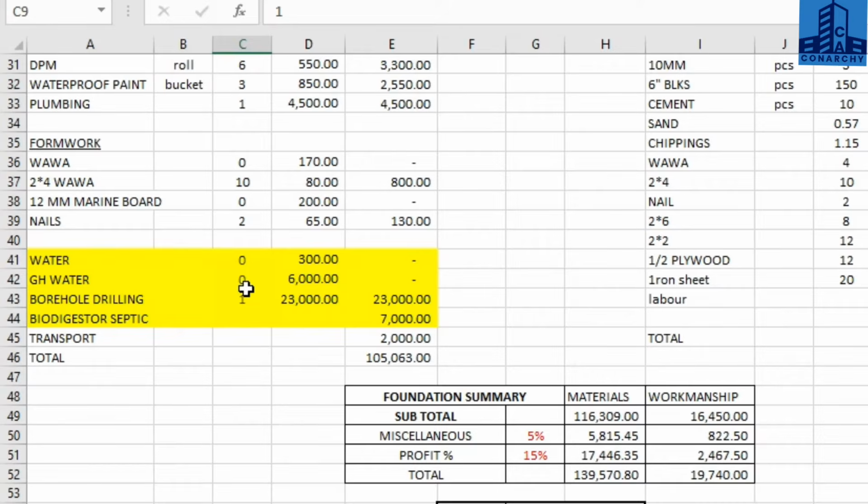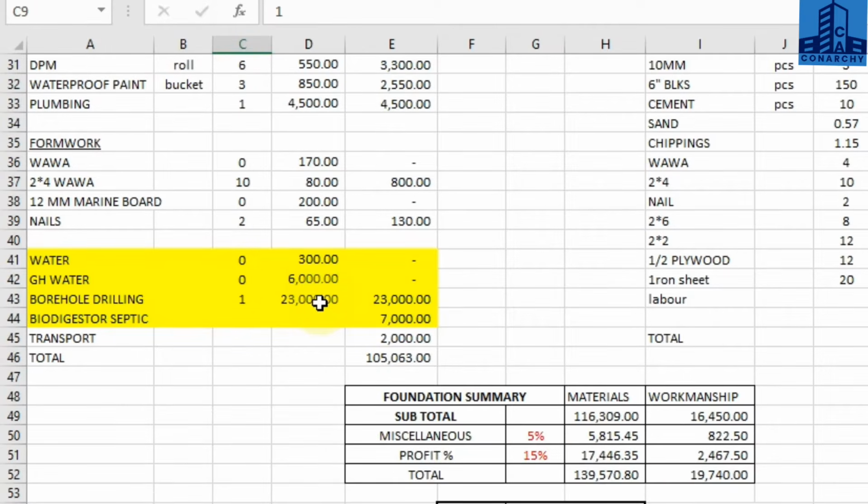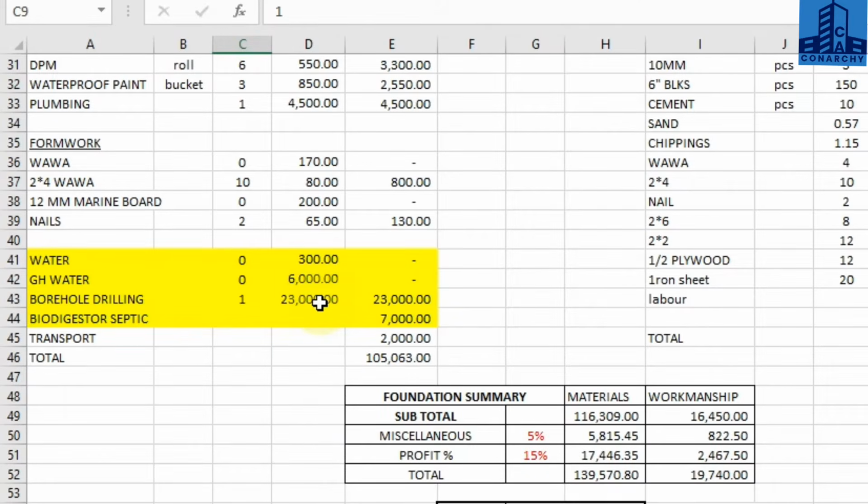The cost for drilling a borehole is around 20,000 to 25,000, depending on your location and how deep they will have to go to get water. Even after that, if the water is very salty or very dirty, they have to do reverse osmosis. There's also an extra cost. But sometimes, if you're just using the water for bathing and washing purposes, you can choose not to do the reverse osmosis, but use the initially drilled water.